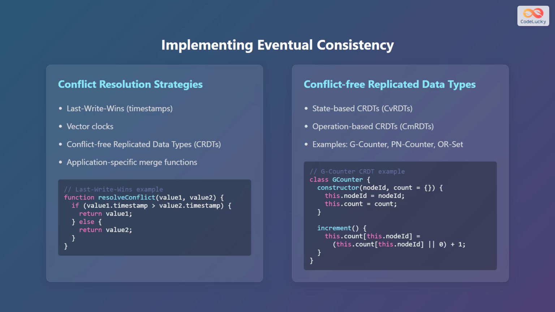CRDTs are particularly interesting. These include state-based CRDTs, or CvRDTs, and operation-based CRDTs, or CmRDTs. Examples include G-counters, PN-counters, and OR sets.